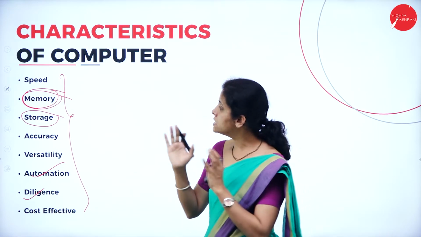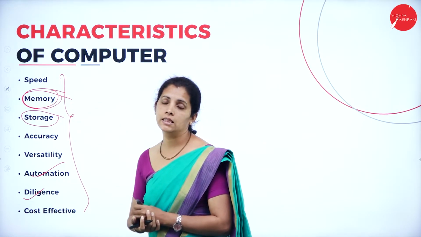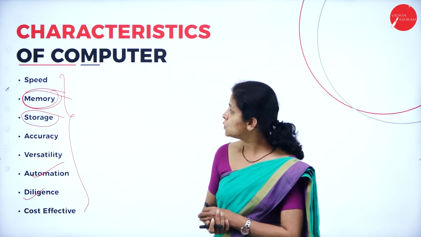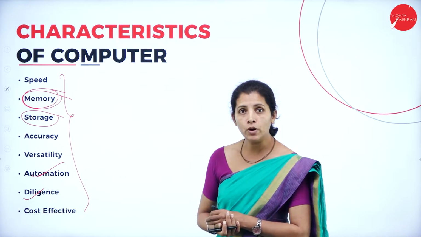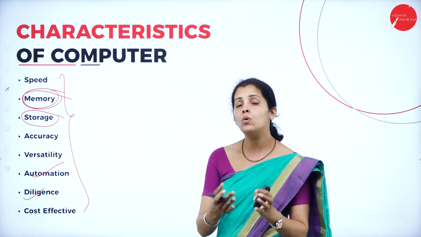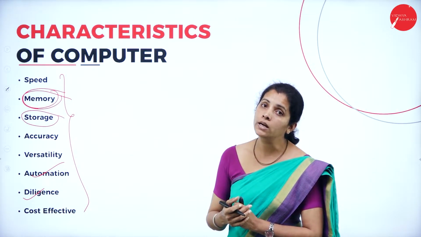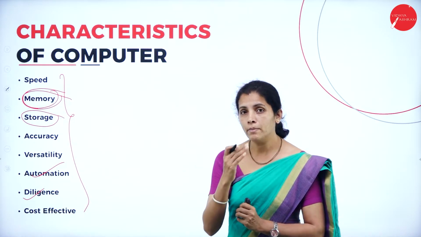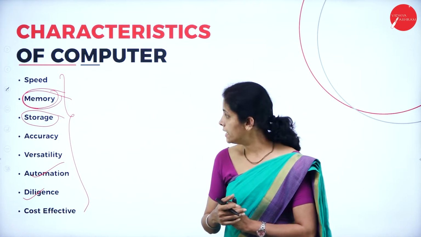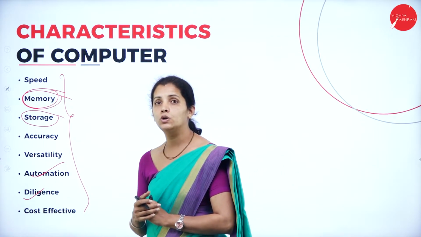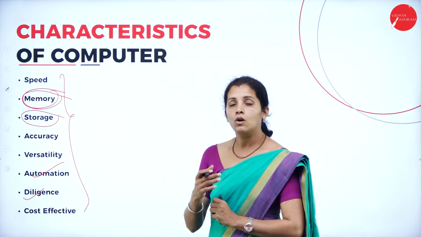At present, you just remember memory is nothing but a repository, and all the data are stored under memory. Data are stored in the form of bits and bytes, and there are two types of memory: primary memory as well as secondary memory. Primary memory is categorized into two types, RAM and ROM.